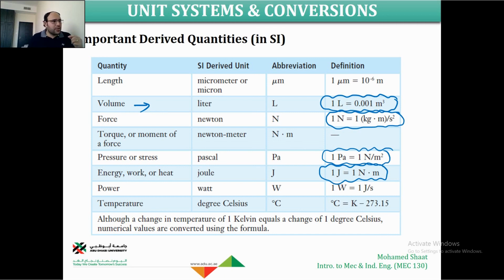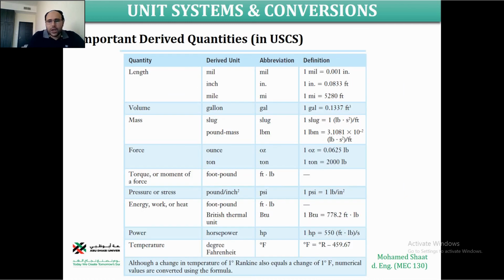The watt is the measure of power. It is joule per unit time, energy per unit time. That's why the watt is joule divided by second. Also, definitely know the conversion between the different temperature units, from Celsius to Kelvin. The degree Celsius is equivalent to Kelvin minus 273.15 degrees. This is how we can convert from Kelvin to Celsius or vice versa.